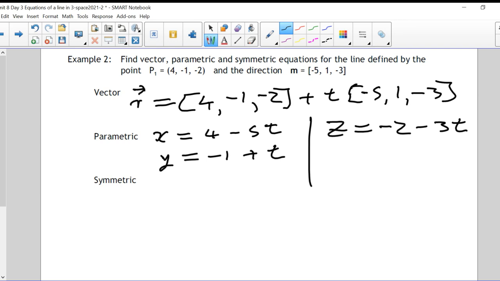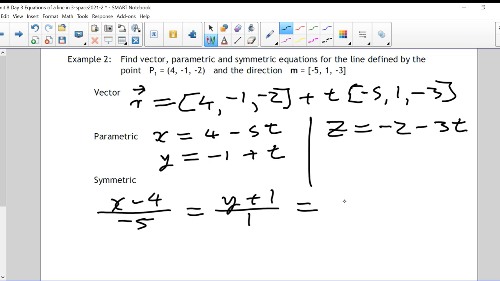Now the symmetric, remember, is when you isolate the t. So I'm hoping you're going to accept this. I'm going to have x minus 4 divided by minus 5 is equal to y plus 1 divided by 1. Really don't need to put that in, but I put it in anyway. And that's equal to z plus 2 divided by minus 3.